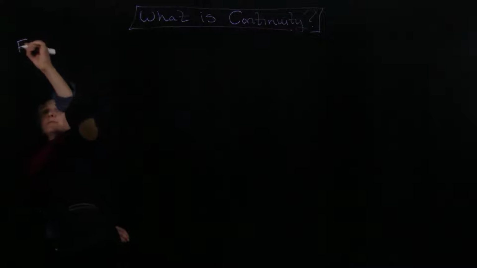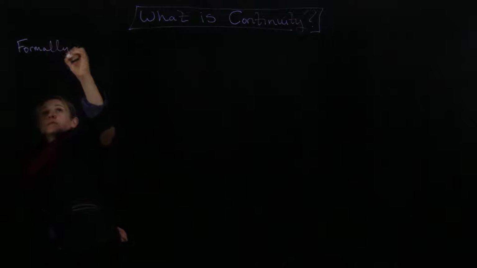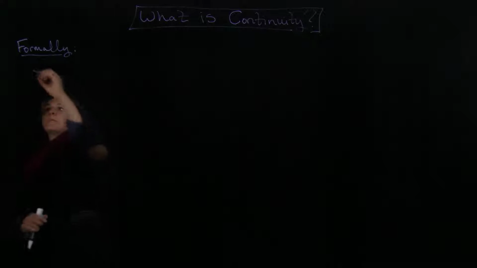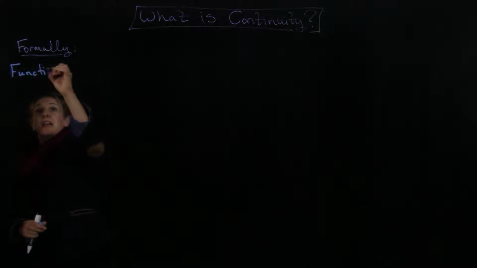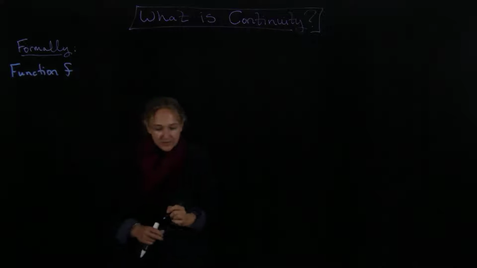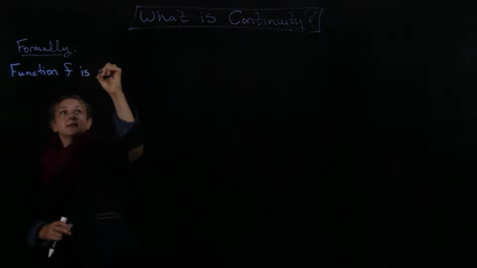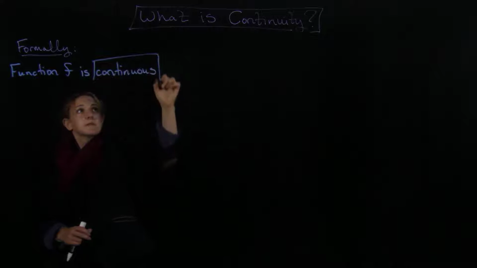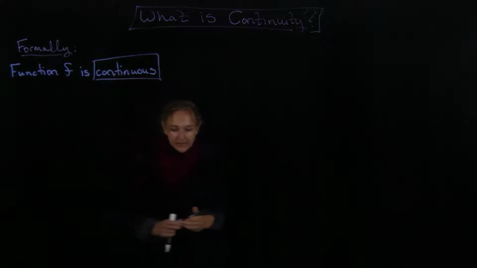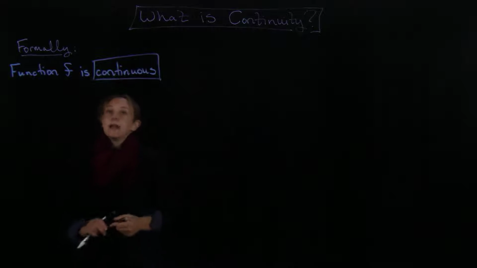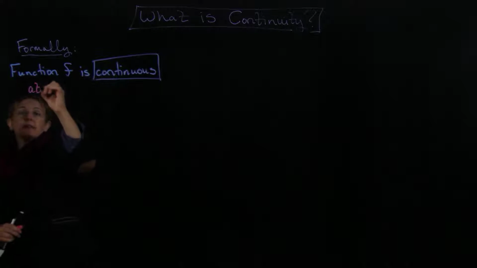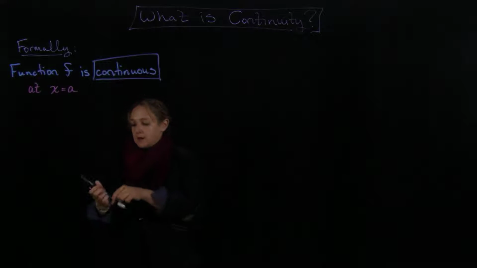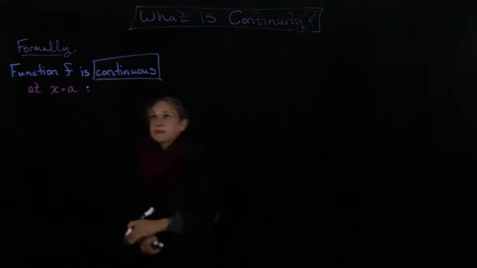Okay, so formally, what do we have? We have a function f. This function f is going to be what we call continuous, and right now we're going to talk about it being continuous at a particular point. So this is going to be at the point x equals a, or the input x value, so x equals a. Okay, so when is this going to be true? When is the function f continuous at x equals a?